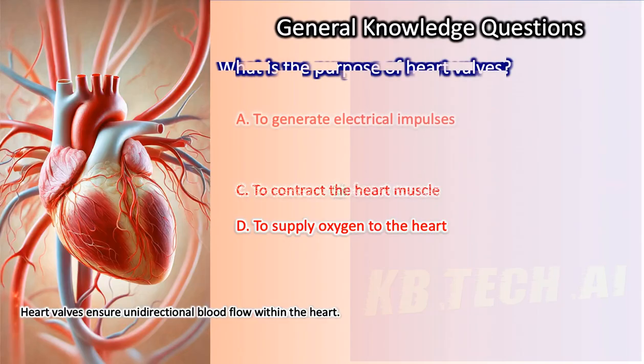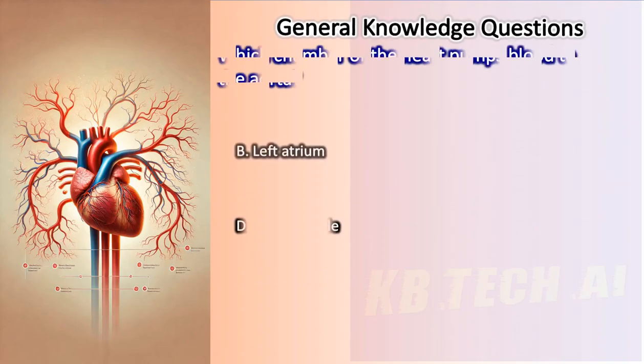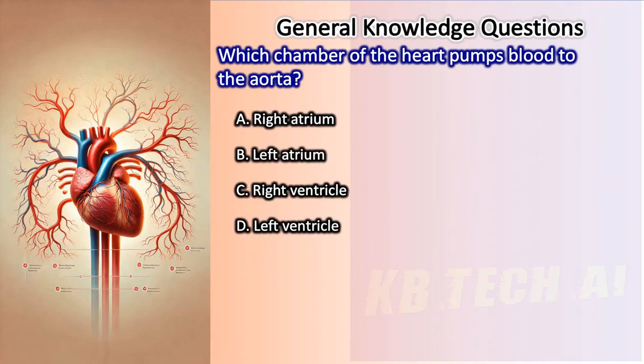The answer is Option 2. To prevent backflow of blood. Which chamber of the heart pumps blood to the aorta? Option 1. Right atrium. Option 2. Left atrium. Option 3. Right ventricle. Option 4. Left ventricle.